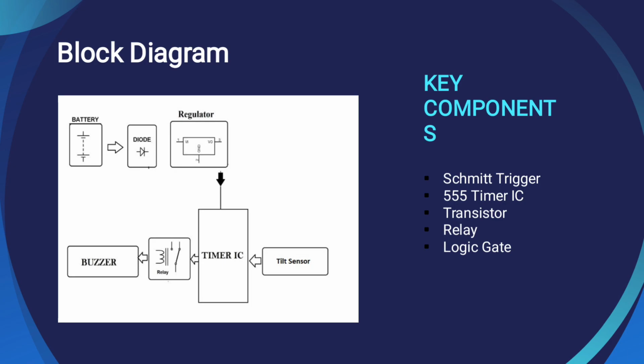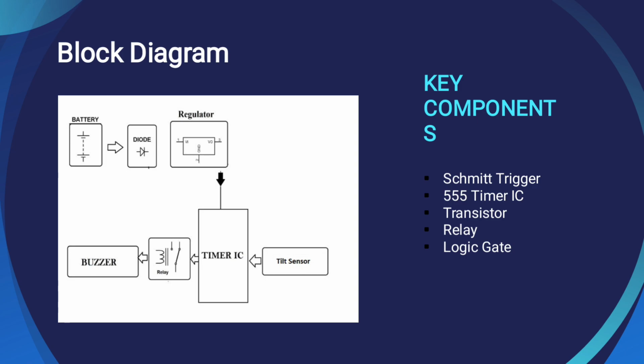So the key components are the battery, diode, regulator, timer IC, relay and the buzzer. And we can also incorporate a tilt sensor if we need to. So the battery gives AC current and the AC current needs to be converted to the DC current, so we have used a diode, and the regulator will step down the current required for the timer IC, relay and the buzzer. So the current is supplied to the timer IC, relay and the buzzer.